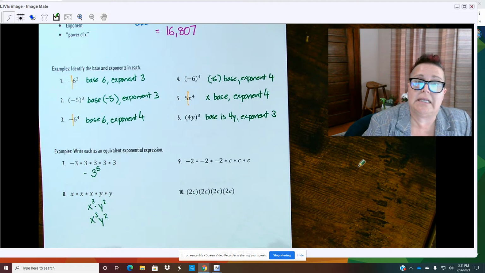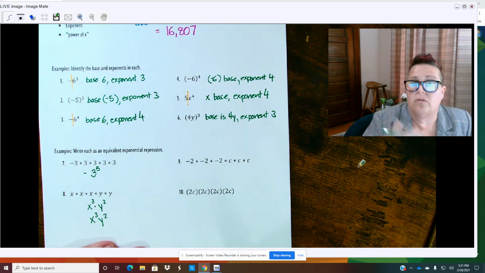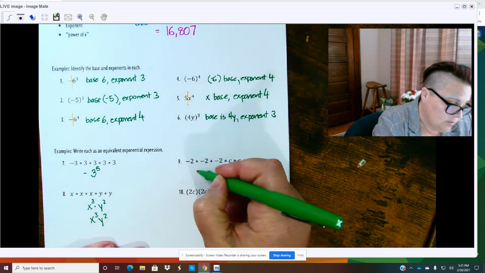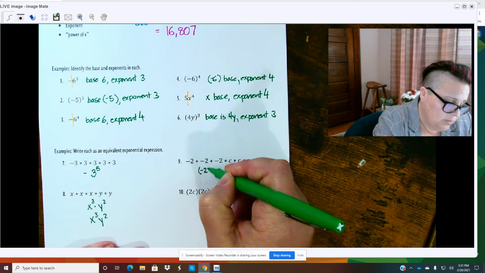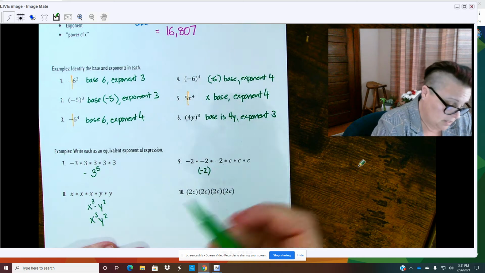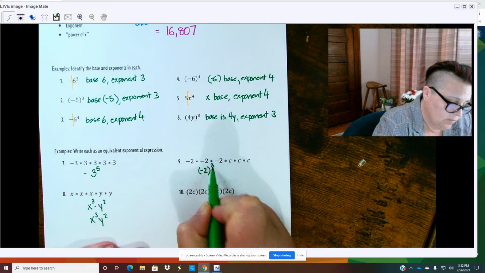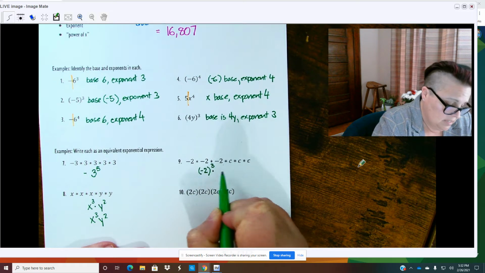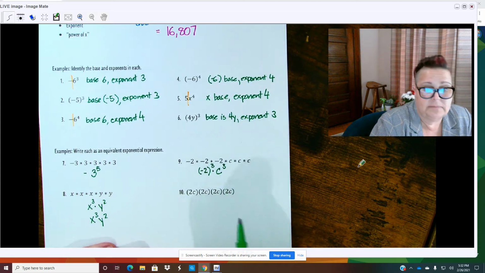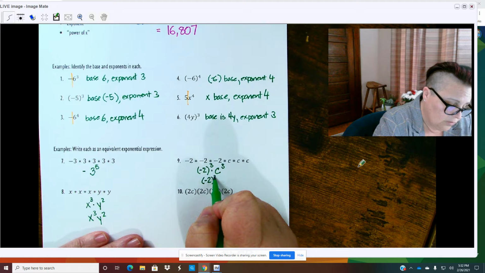Number 9 is slightly different in that it is actually a negative 2 that's being multiplied over and over again. So in exponential form, I would want to put both the negative and the 2 inside parentheses to show the world that it's not just the 2 that's being multiplied over and over again, but also the negative. So this would be a negative 2 to the 1, 2, 3rd power times c to the 3rd power. In exponential form, this would be negative 2 to the 3rd, c to the 3rd.